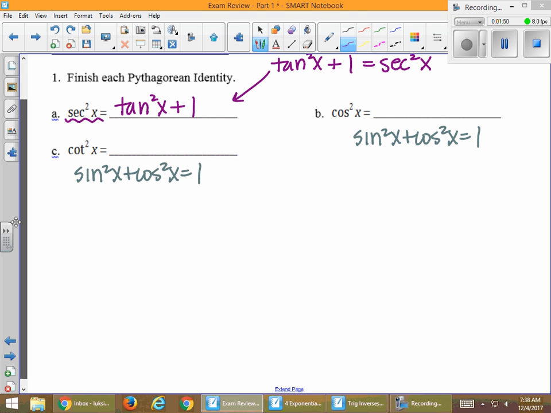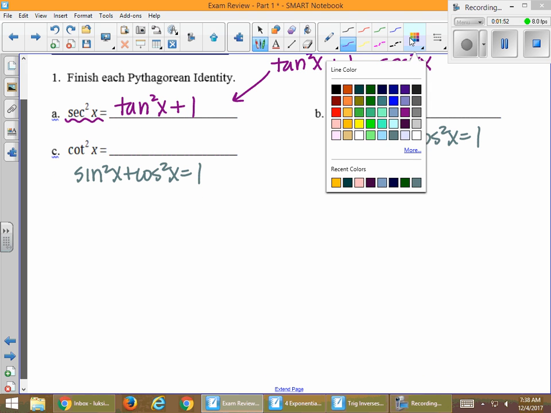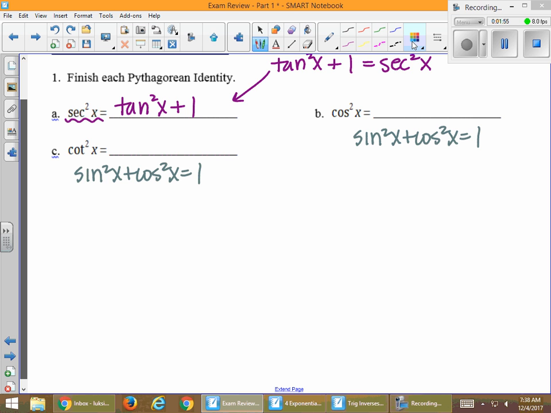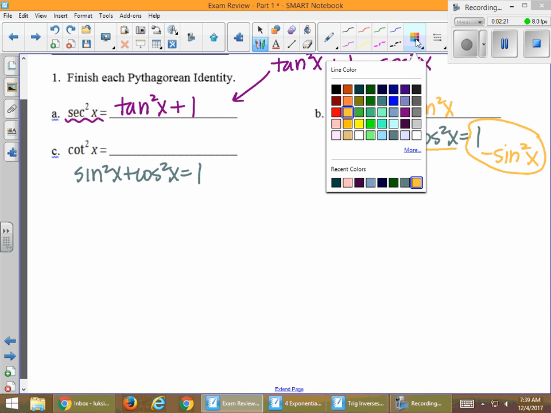For B, we want cosine squared all by itself. So we just have to do a subtraction. If we want cosine squared on this side by itself, we're going to subtract sine squared over. So cosine squared is the same as 1 minus sine squared. Go ahead and use that pause button. Pause and try to figure out what's going on with cotangent squared here, and then come back and see if you can match my answer.